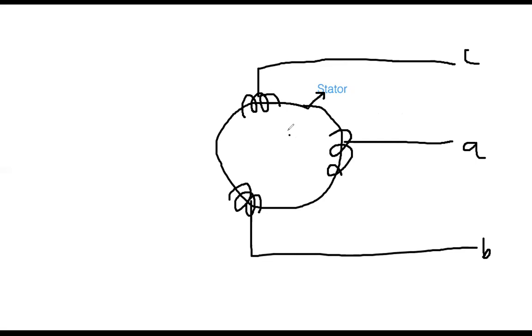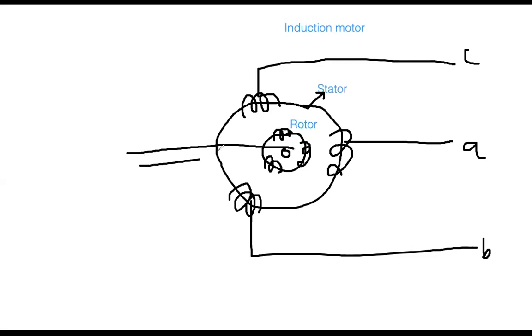Now there is another circular body. This body is called the rotor. This is the secondary, similar to the transformer, and again it has another three sets of coils. For example, this is the A phase, this is the B phase, and this is the C phase. So both stator and rotor have a similar structure, both with three-phase coils. And because we are discussing the induction motor, it has a shaft. The shaft is attached to the rotor body. This is the shaft.